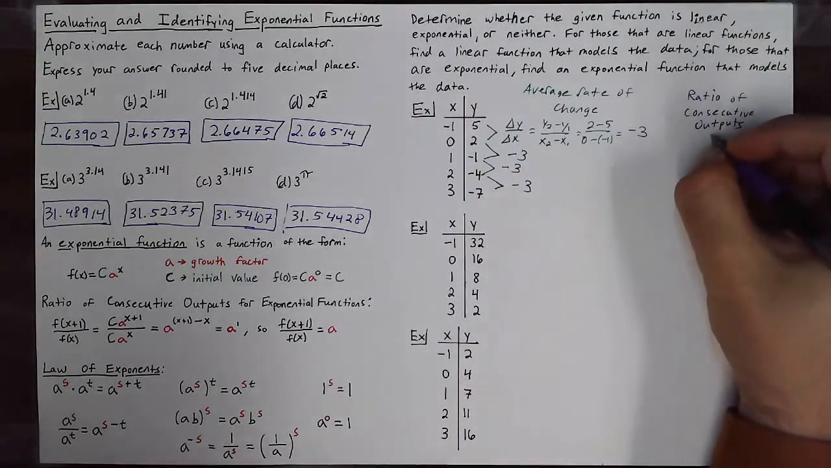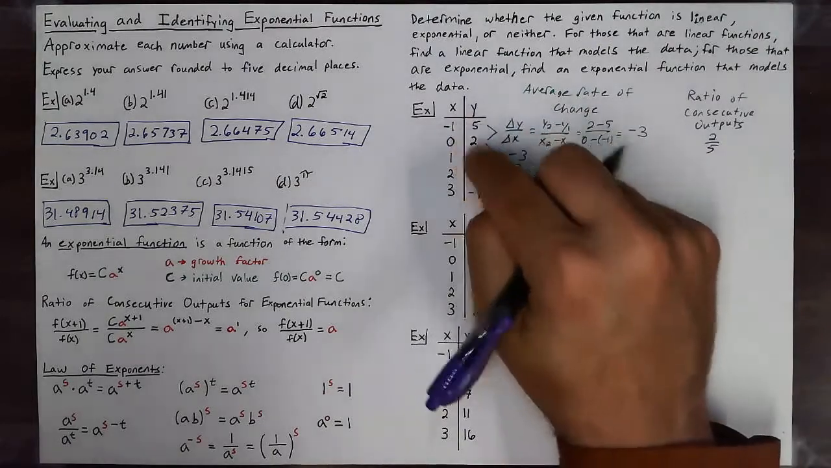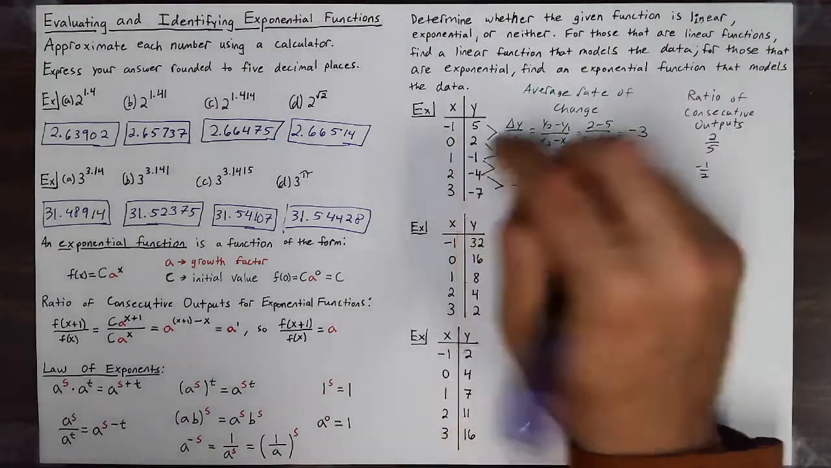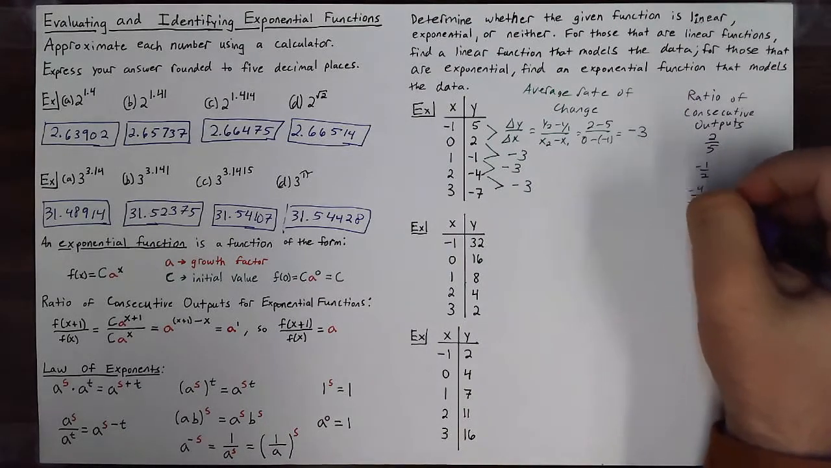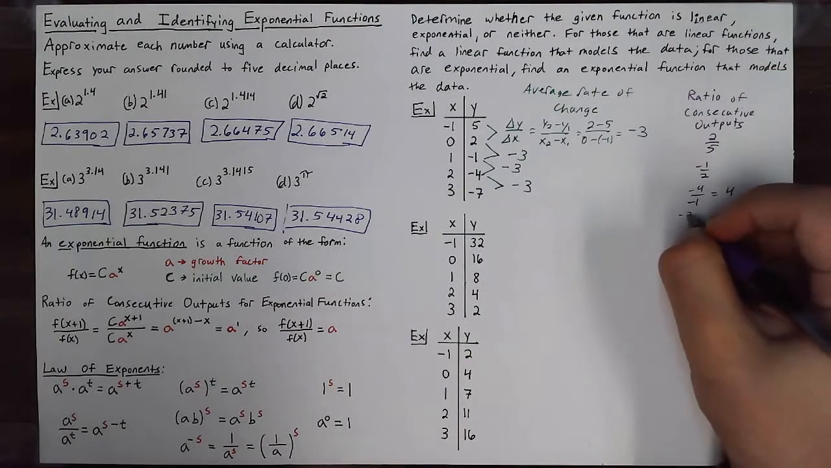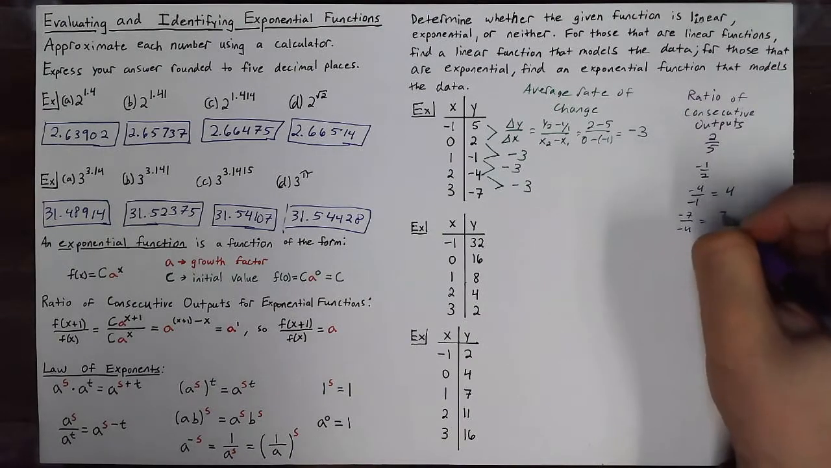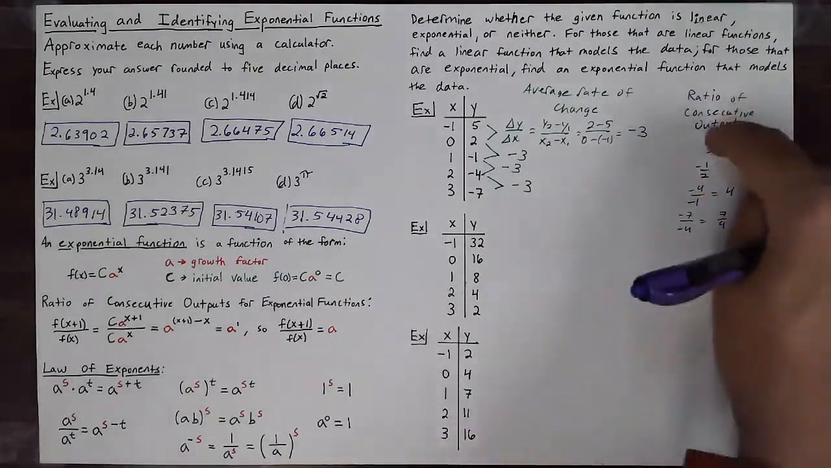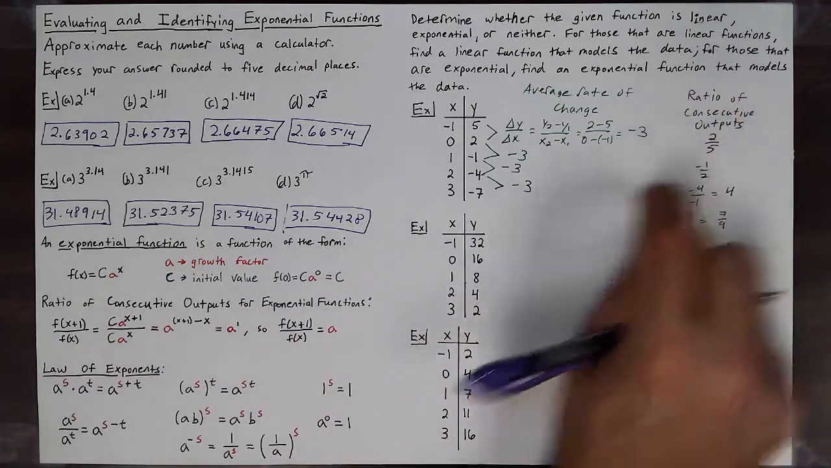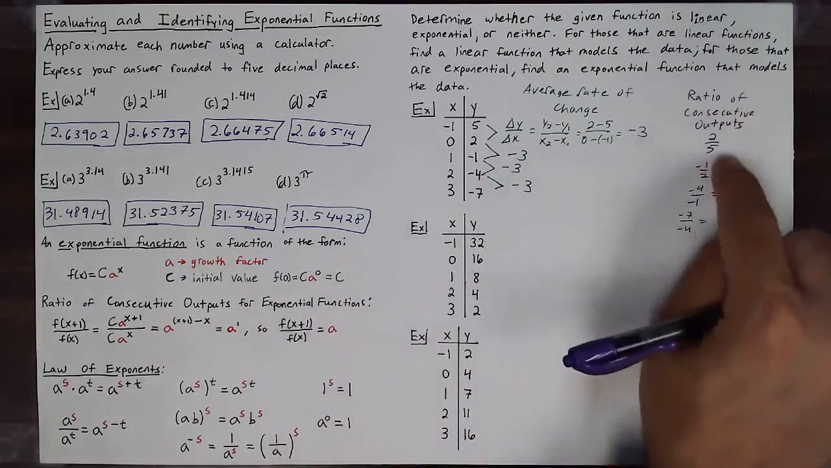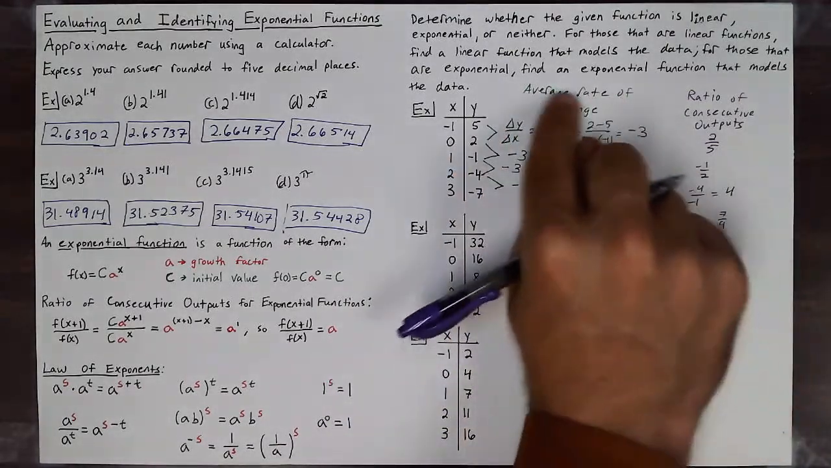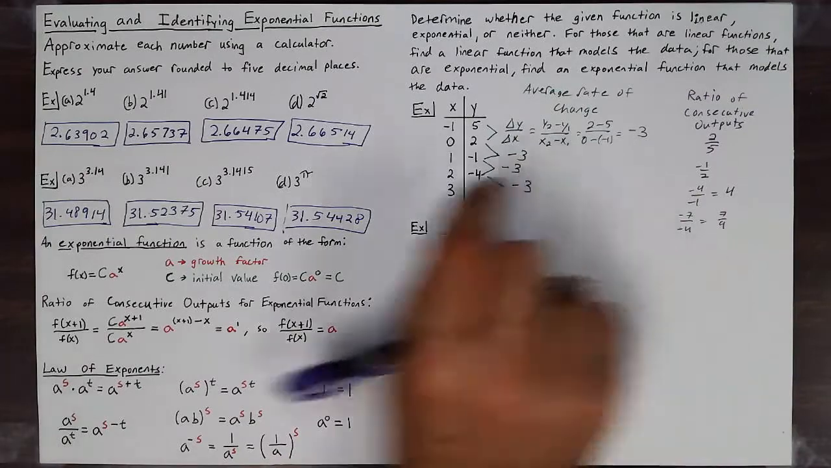So in this case, it would be 2/5, and then negative 1/2, then negative 4 over negative 1, which would be 4, and then negative 7 over negative 4, which would be 7/4. But you'll see here, none of these are consistent, meaning that it's not an exponential function. These values would be the same every time if it was an exponential function. So in this case, since the average rates of change between every point is negative 3, this is a linear function.